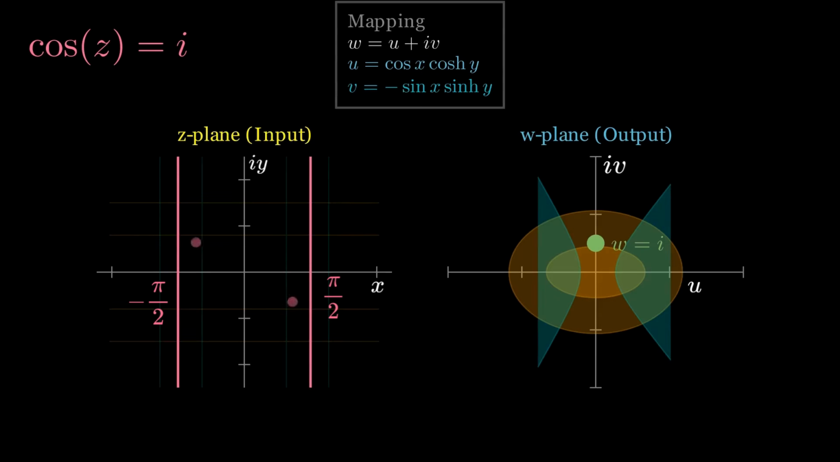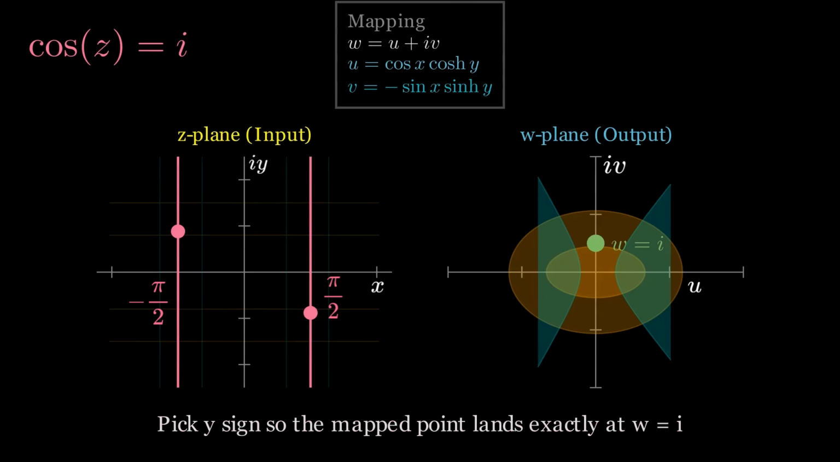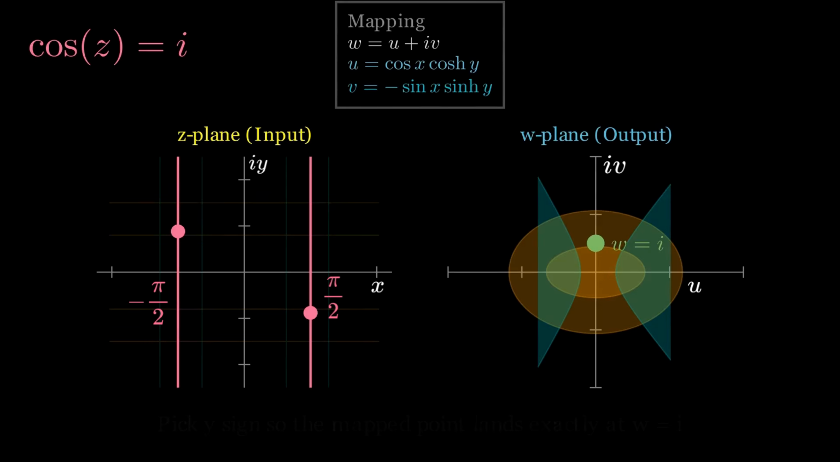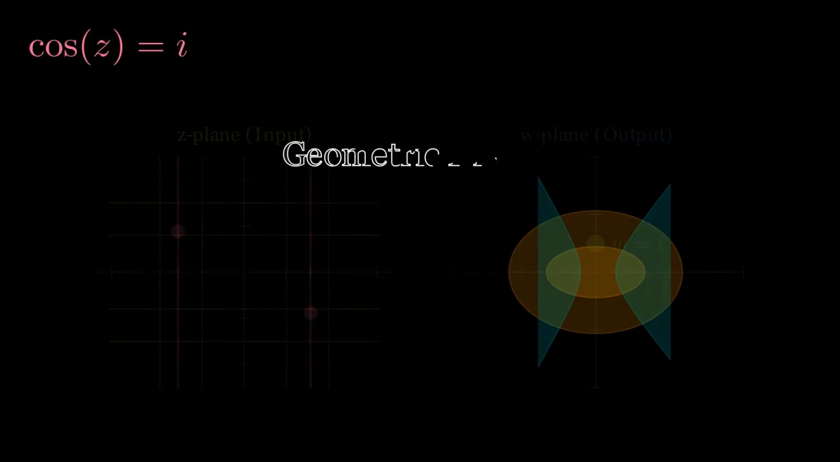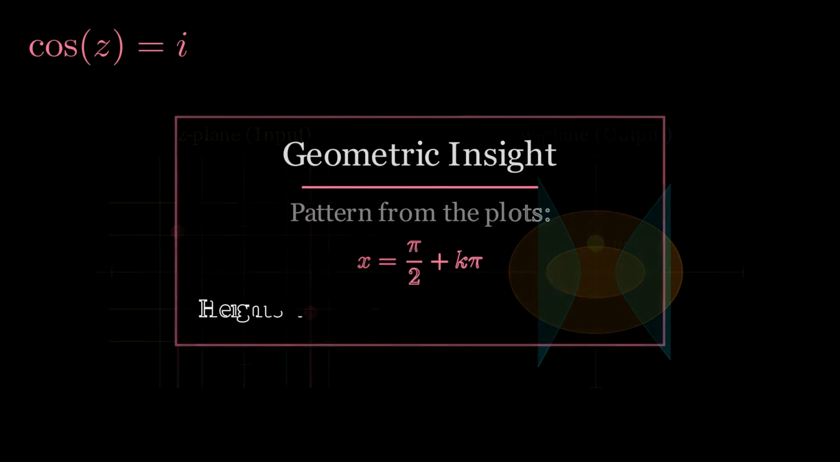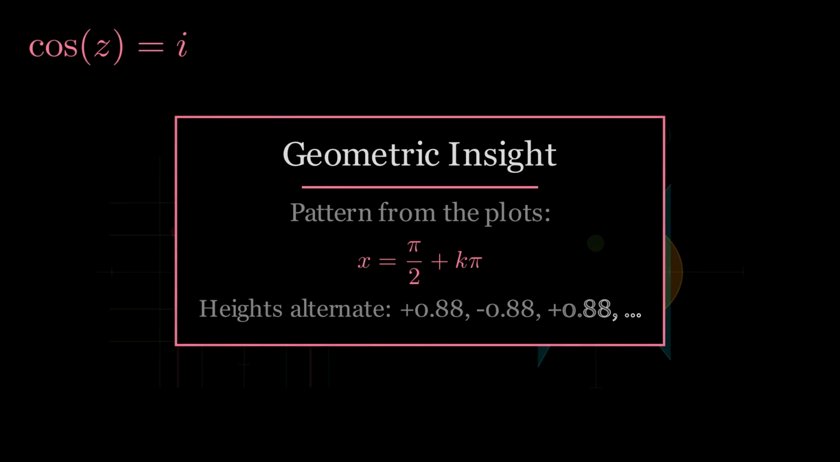The plots reveal a pattern. The candidates occur along vertical lines where x equals pi over 2 plus k pi. And once x is locked like that, we choose the correct height, y, positive or negative, so the mapped point lands exactly at w equals i. So we've located the solution set visually, special vertical lines for x and alternating y values that hit the target. That's the geometric fingerprint of the solutions. And in the next step, we'll convert this picture into the exact formula.